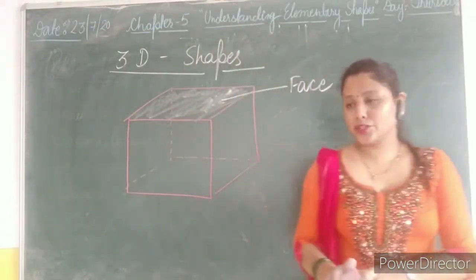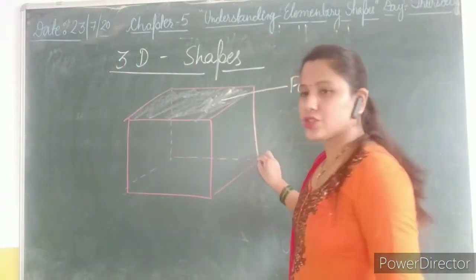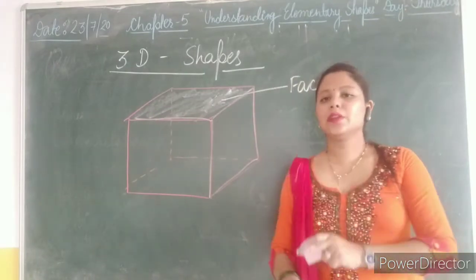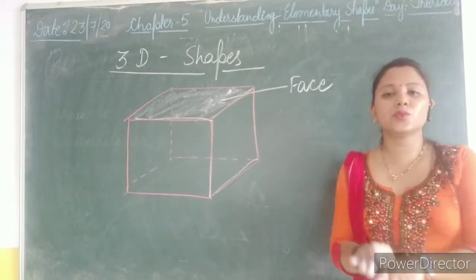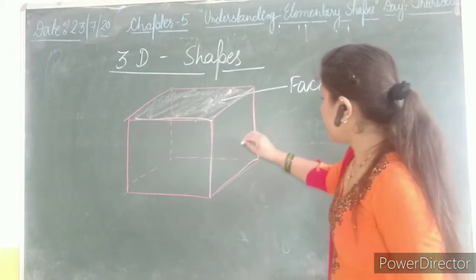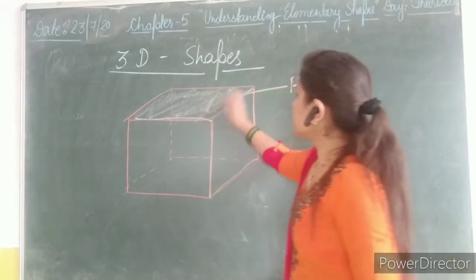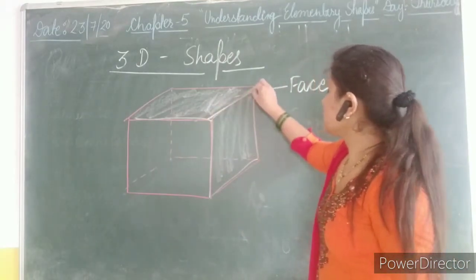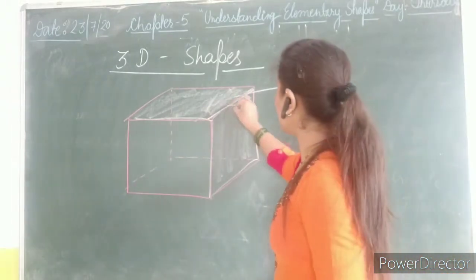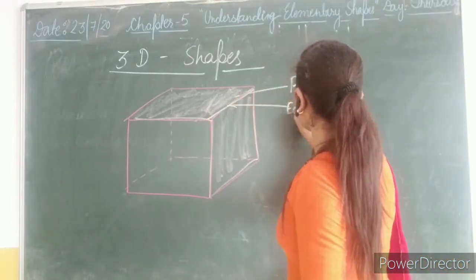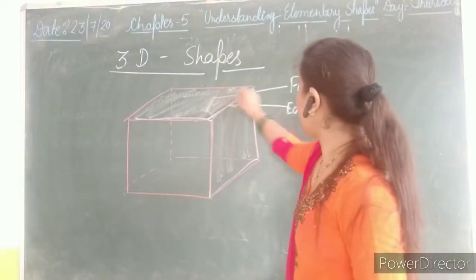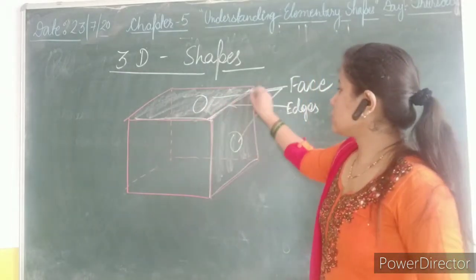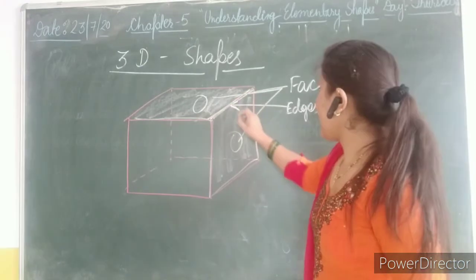Now here this one is an edge, this one is an edge, edge, edge, edge. So what is the meaning of edge? When two faces join together, that is your edges. So here this is one face and that is another face, and these two faces are joining to each other here. So that is your edges. This is your face, these two faces, and these two faces are joined, these two faces are meeting here. That is your edge. Okay.